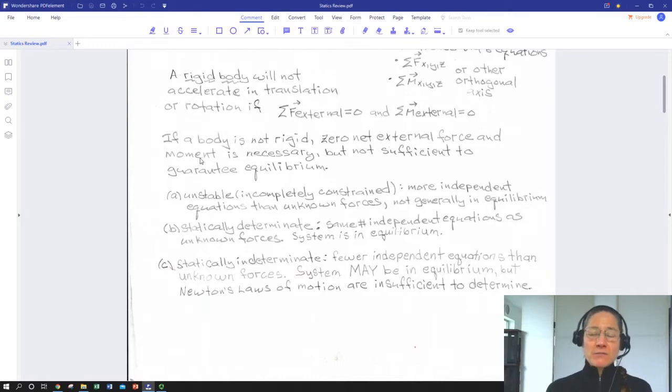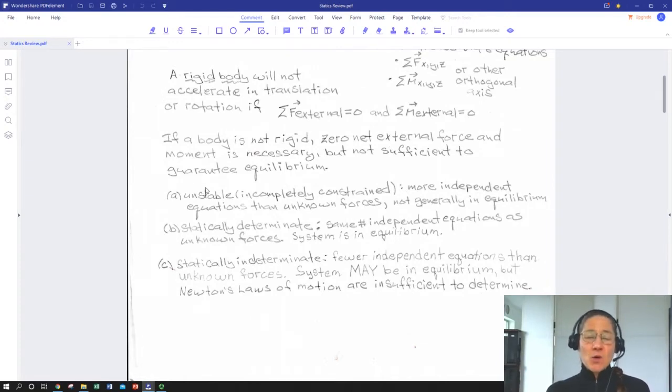So thinking about if you're not in equilibrium, and thinking about the equations that we'll get from equilibrium, which will factor into how we describe deformable bodies just like we did rigid. We'll do a quick review of the three different situations we can have with regard to equations and unknowns, and with regard to whether something's in equilibrium or not. And again, this can hold for deformable or rigid bodies.